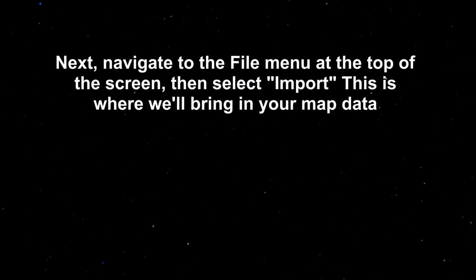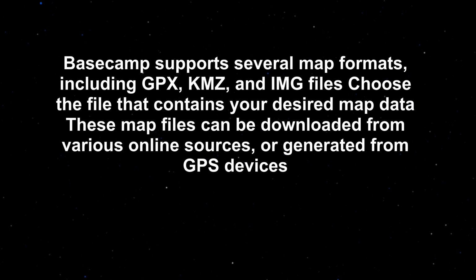Next, navigate to the File menu at the top of the screen. Then select Import. This is where we'll bring in your map data. Basecamp supports several map formats, including GPX, KMZ, and IMG files. Choose the file that contains your desired map data. These map files can be downloaded from various online sources or generated from GPS devices.